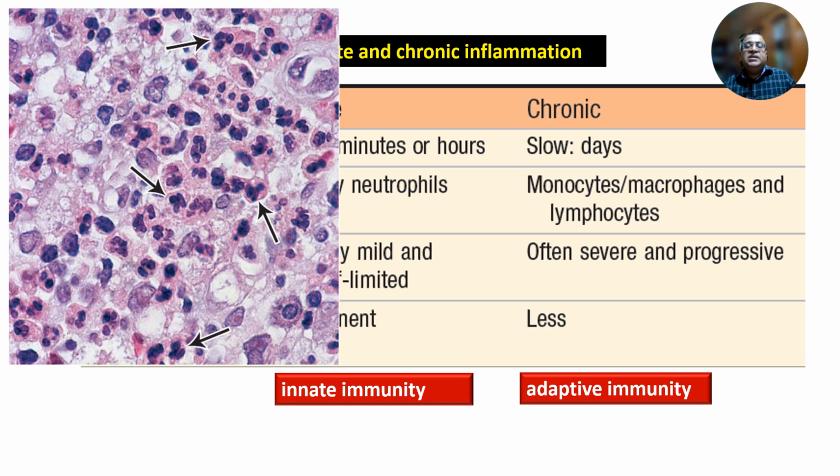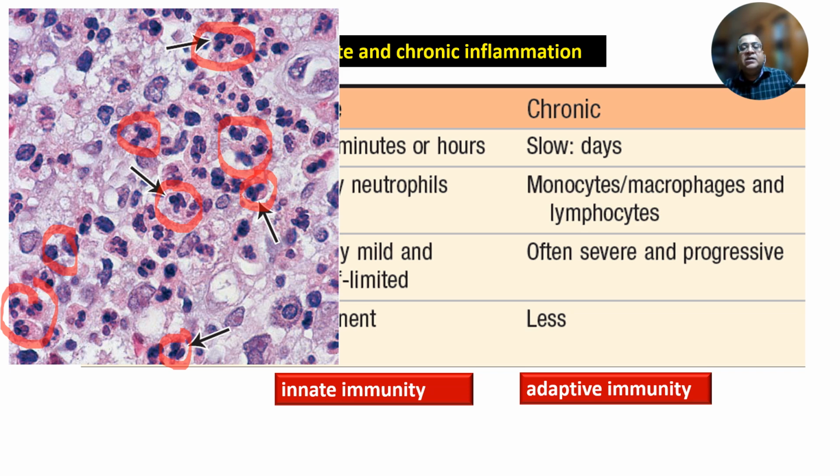So this is the histopathological picture in which you can see these polymorphonuclear neutrophils. These are multi-lobed neutrophils that are present in acute inflammation. The multi-lobed nuclei of the neutrophils are present in acute inflammation in abundance.